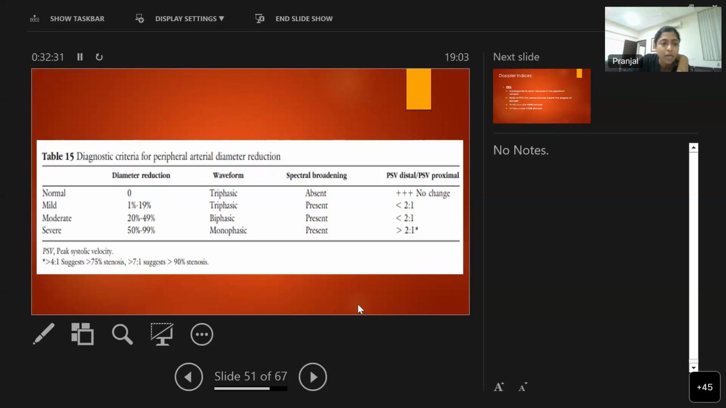In moderate peripheral arterial disease, the diameter reduction is about 20 to 49% with a biphasic waveform with a spectral broadening, and still the velocity ratio will be less than 2:1. In severe peripheral arterial disease, that is a diameter reduction of 50 to 99%, the waveform will become monophasic. There'll be a spectral broadening, and the velocity ratio will be more than 2:1. When the ratio is more than 4:1, it suggests more than 75% stenosis, and a ratio of more than 7:1 suggests more than 90% stenosis.